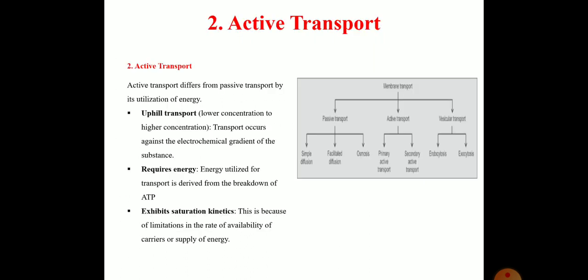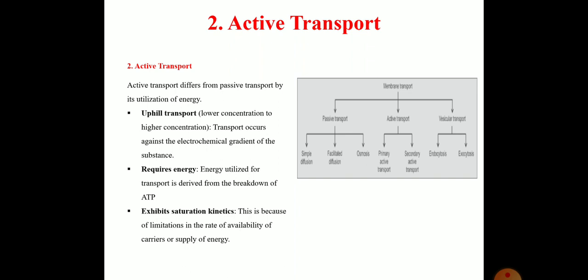Then the second one is active transport. Active transport differs from passive transport in utilization of energy. So active transport is also called uphill transport because the transport occurs from lower concentration to higher concentration. Transport occurs against the electrochemical gradient of the substances. So that is called uphill transport. So active transport requires energy, and the energy utilized for the transport is derived by the breakdown of ATP.